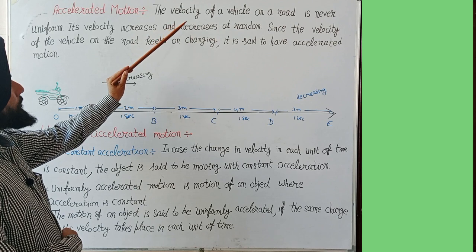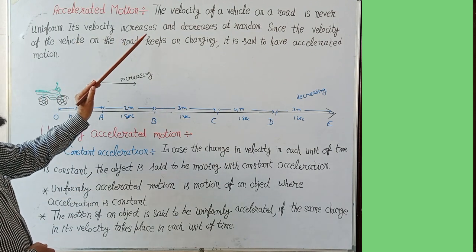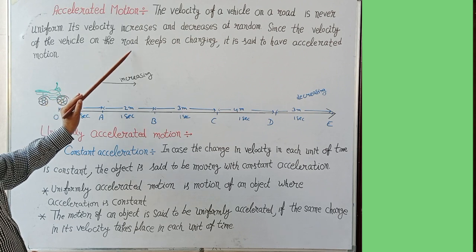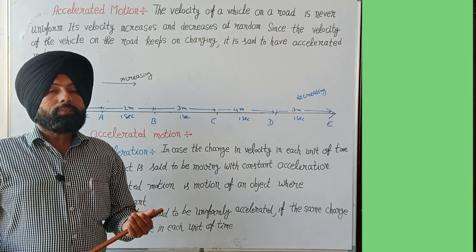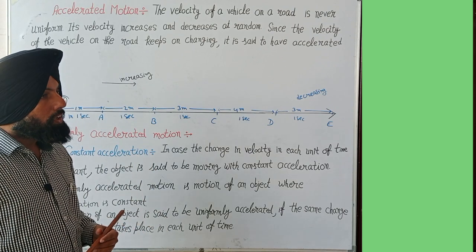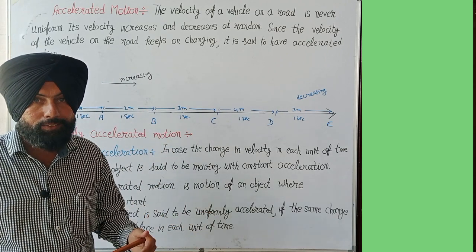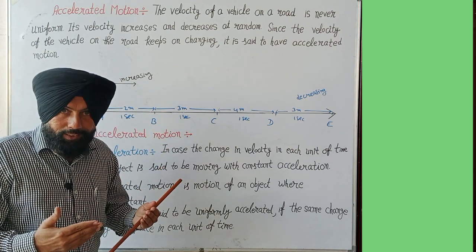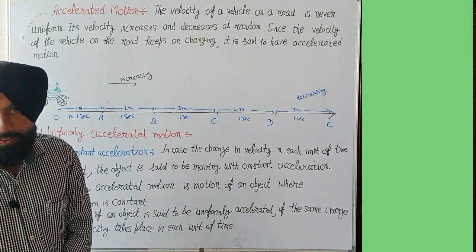Now, the velocity of a vehicle on a road is never uniform. Its velocity increases and decreases at random. Since the velocity of the vehicle on the road keeps on changing, it is said to have accelerated motion. In our ordinary life, we drive cars, bikes, cycles. We increase and decrease the speed, or you can say velocity, of the vehicle. Now, when the velocity of the vehicle on the road keeps on changing, increasing or decreasing, such a motion is called accelerated motion.